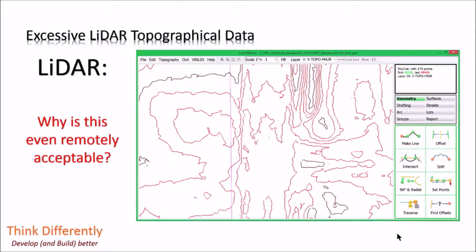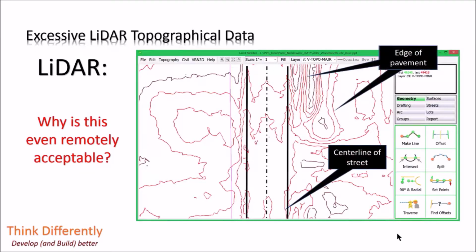Sometimes the topographical data will come from LiDAR. So when you take a look at this spastic map, why is that even acceptable? Cities and consultants just throw that back at the aerial mapping companies that produce this garbage and refuse to pay for it. Can you tell where the street is on this? Well, that's the center of the street, and those are the edge of the pavement. You cannot use this for any kind of detailed planning. It's total trash, and it's not even remotely accurate other than a general surface.